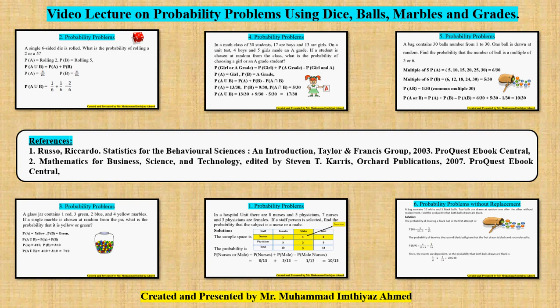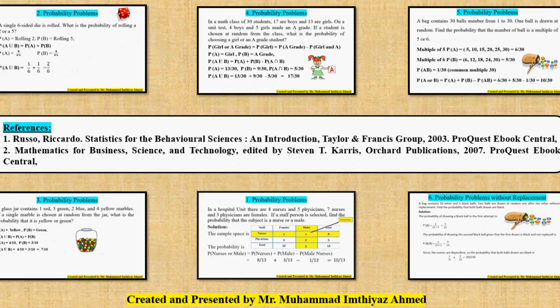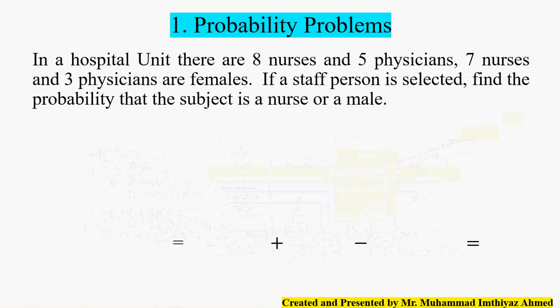First, let us solve problems on hospital case using probability. In a hospital unit, there are 8 nurses and 5 physicians. 7 nurses and 3 physicians are females. If a staff person is selected, find the probability that the subject is a nurse or a male. So let's solve this problem.